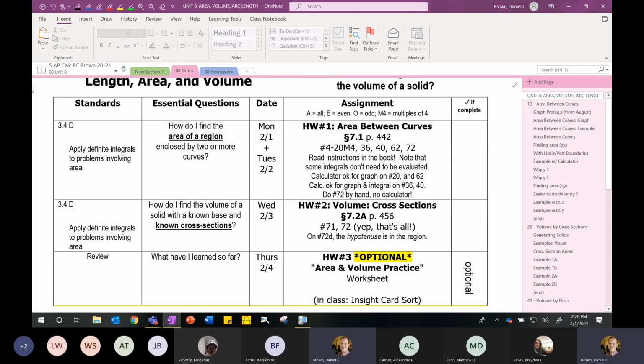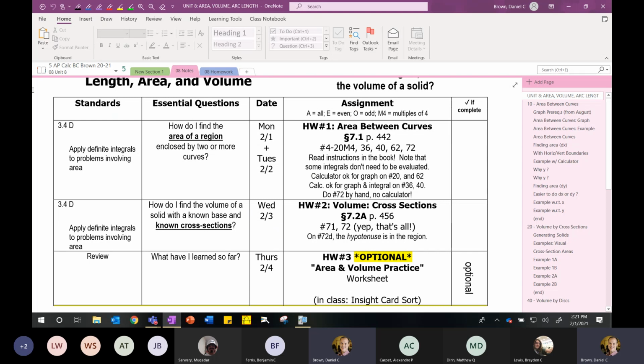I did add a lot of written instructions to this last homework, so just follow the instructions for the most part in the book. If it tells you to just set up the integral, then don't waste your time trying to evaluate it. I do want you to do most of these by hand, just so you don't lose finding the antiderivatives, and also to practice all those parent functions and what the graph will look like. Except I'm okay if you use the calculator to graph number 20 and 62, which I typed in there. And I wouldn't really expect you to do the integral for 36 or 40 by hand. You can use a calculator for that.